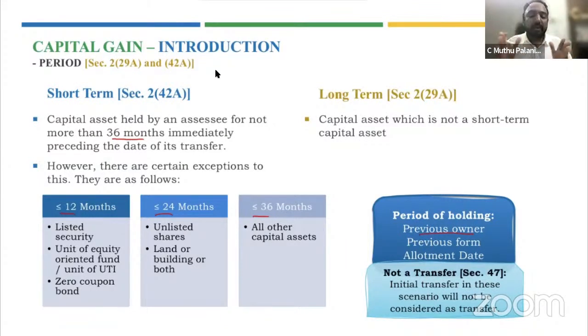There will be a lot of pages in your study material talking about how the period of holding is different. Everything will boil down to these 3 points: previous owner, previous form, previous allotment date. In these 3 situations, period of holding should be from the original date, not from the subsequent date. And the initial transfer, that is father to son, will not be treated as a transfer. Only when it is finally sold will it be treated as a transfer and considered for capital gain. Preference share conversion to equity share is not capital gain.